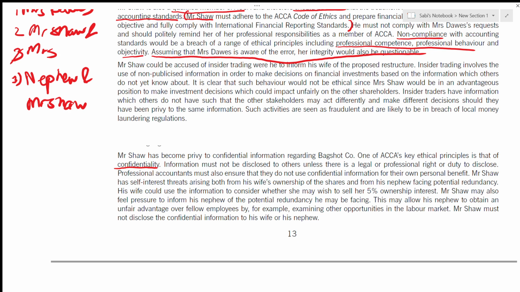Professional accountants must also ensure that they do not use confidential information for their own personal benefit. Mr. Shaw has a self-interest threat arising from both his wife's ownership of the shares and from his nephew facing potential redundancy. In this case, it's very clear that Mr. Shaw will be facing a self-interest threat. Why? His wife's ownership is there, and his nephew is facing a risk of being made redundant. So his wife could use the information to consider whether she may wish to sell her 5% ownership interest. Mr. Shaw may also feel pressure to inform his nephew of the potential redundancy he may be facing.